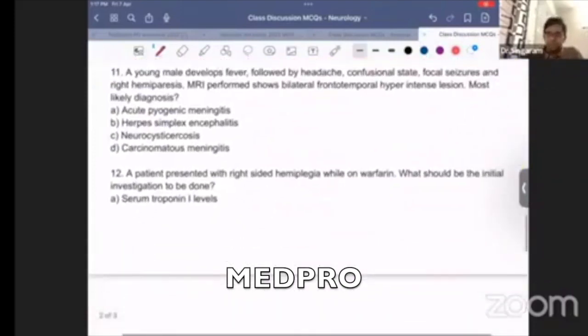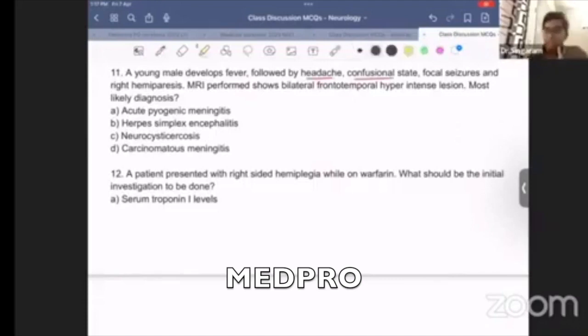Okay. A young male develops fever followed by headache and confusion, focal seizures, and right-sided hemiparesis. Right-sided limbs are not functioning. MRI shows bilateral frontotemporal hyperintense lesion. What is the most likely diagnosis? See, headache, confusion can be seen in so many things. We cannot make any diagnosis based on this.